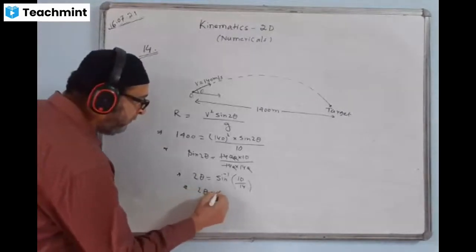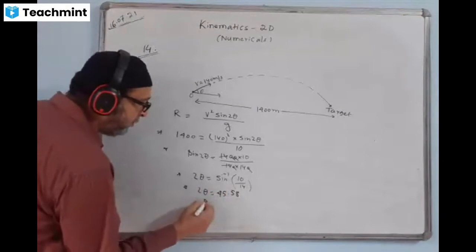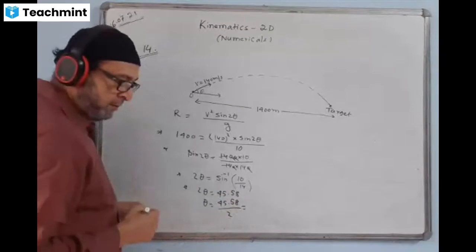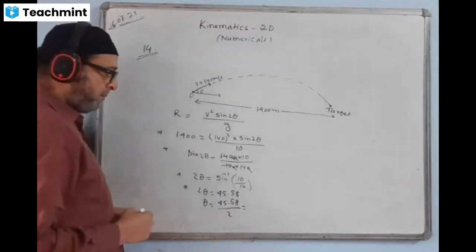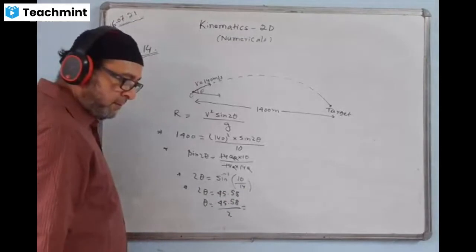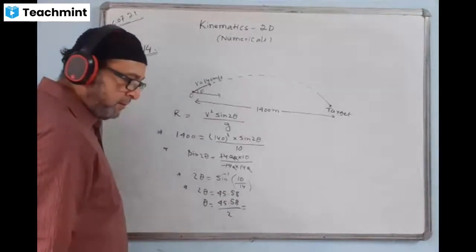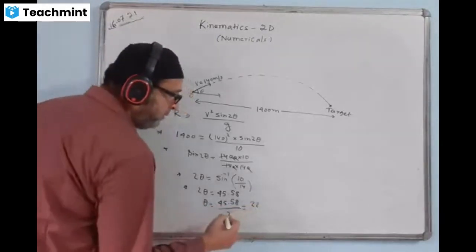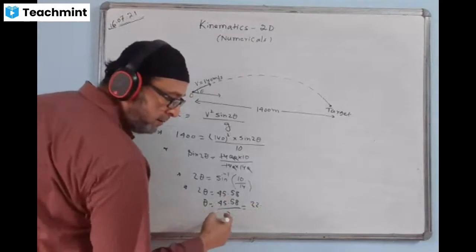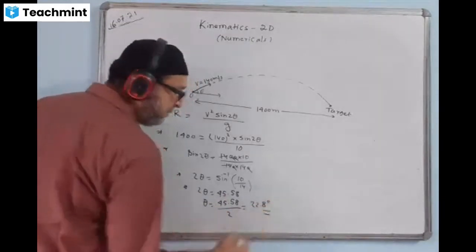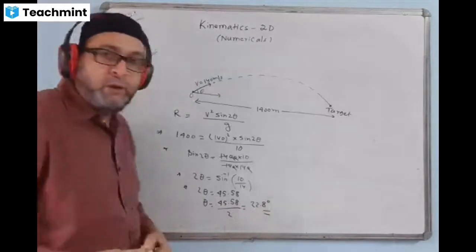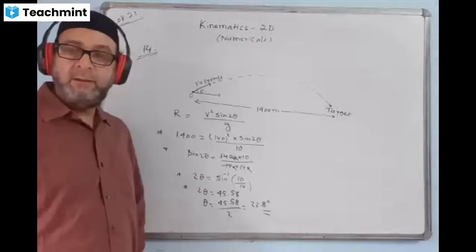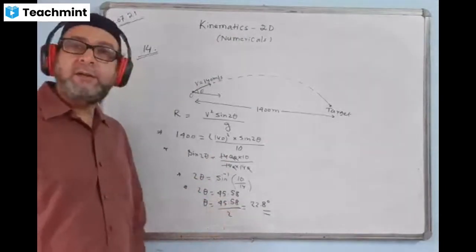Okay, 2 theta is 45.58. Therefore, theta value is how much? Divided by 2. 45.58 divided by 2. What is the answer? 22.79. Okay, 22.8 degrees you can write as the answer. Though the answer in the book is given as 22.2 degrees, it is close only because they might have taken the value of G as 9.8. But this answer is also right only, correct.